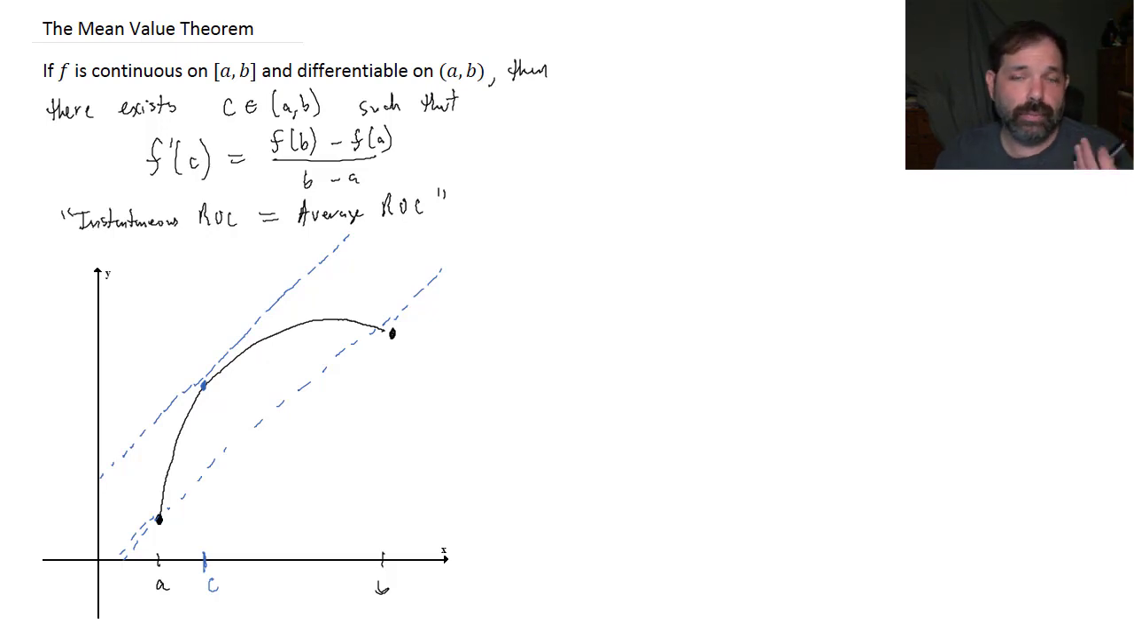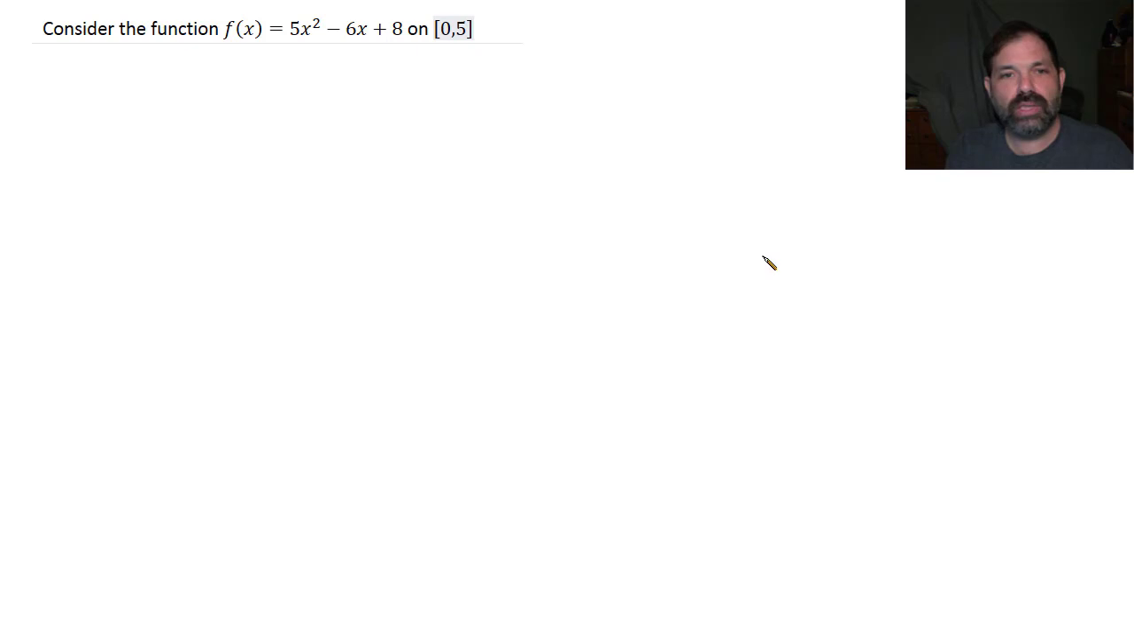This is actually a very important theorem in building some of the topics we'll see later on. I'm going to use the mean value theorem to prove something in the next topic. So let's see an example. Let's consider the function 5x squared minus 6x plus 8 on 0, 5.